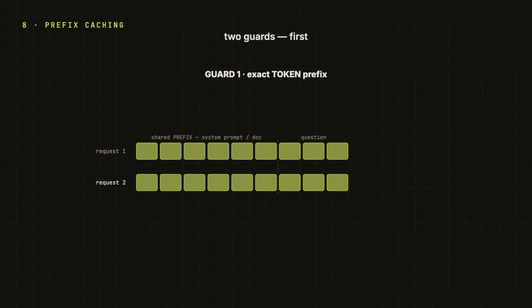But there are two guards here, and they matter. First, it has to be an exact token prefix. The model is matching tokens, not meaning. So if even one token changes early, a different date in the system prompt, or in RAG, the retrieved chunks pasted in a different order, the shared prefix stops right there.